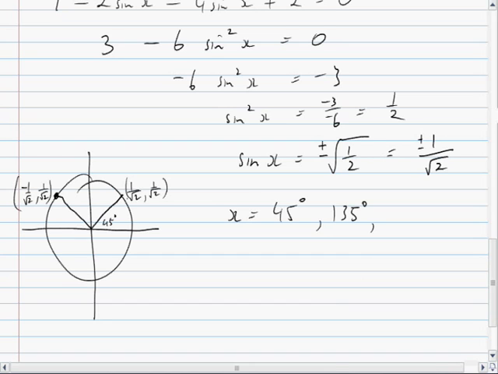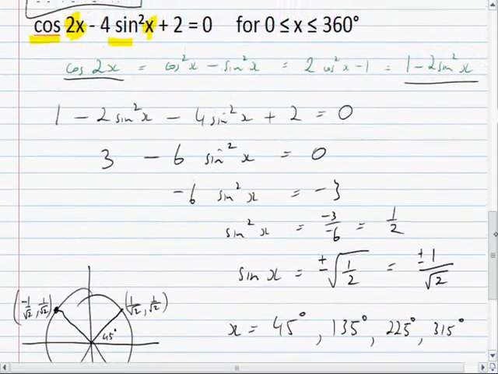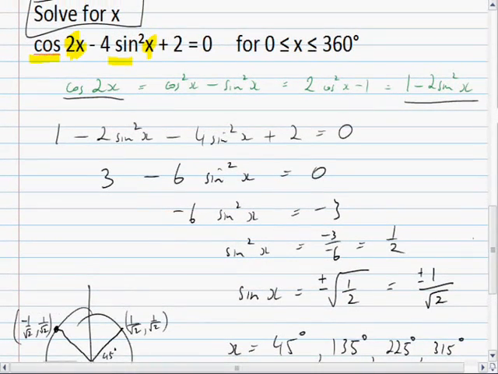So those two angles give sine x equal to 1 over root 2. But here and here, it's also equal to negative 1 over root 2. So these two angles here also could be possible values of x. So they are, of course, 180 plus 45, 225, and 45 less than 360, so that's 315 degrees. So we've got 4 answers to this question, 4 solutions.